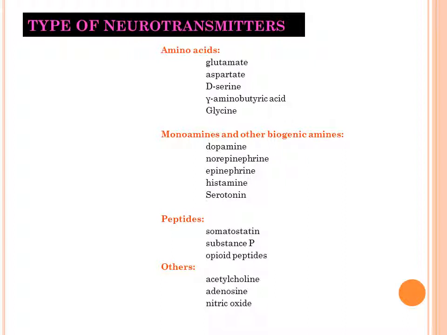Types of neurotransmitters: amino acids such as glutamate, aspartate, gamma-aminobutyric acid, and glycine. Monoamines are other biogenic amines like dopamine, norepinephrine, epinephrine, histamine, and serotonin. Peptides like somatostatin, substance P, opiate peptides, and others like acetylcholine, adenosine, and nitric oxide.